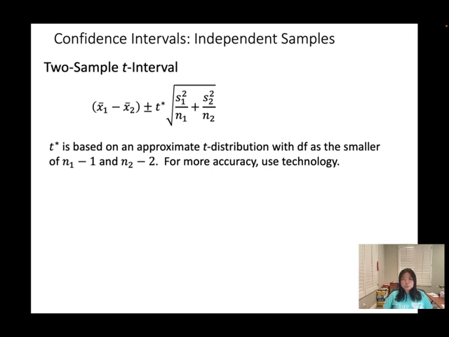But if you're using the t distribution table, you may want to choose the smaller of the degrees of freedom. You're going to see which one is smaller, then you use that one, okay? So if you're using the formula with the t distribution table, the answer may be slightly different from using the calculator.